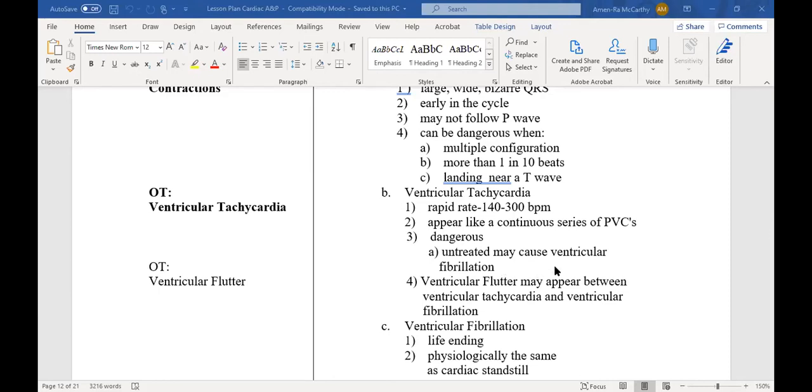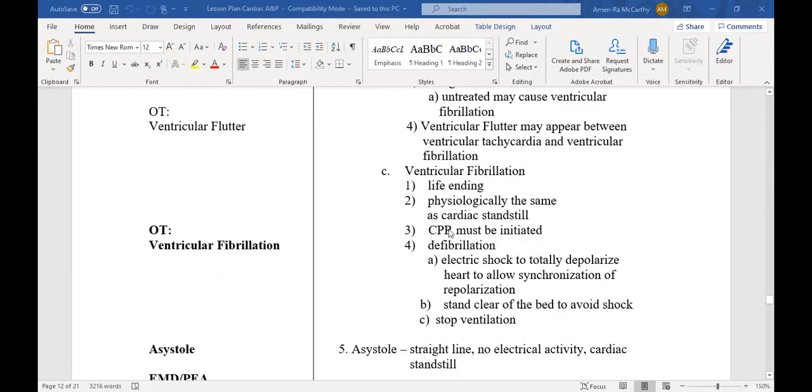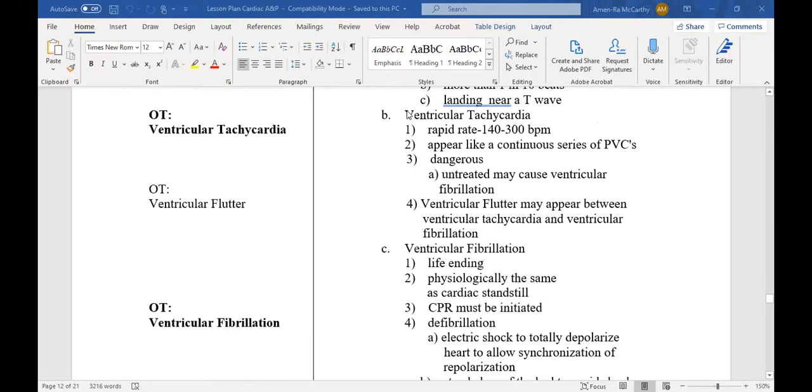If untreated, it will lead to V-fib. That V-tach will go into V-fib, and if you don't treat the V-fib, it's going to go into asystole, which is flatline, okay? Now, don't worry about V-flutter, because that's too hard to distinguish. We're not even going to talk about V-flutter. You can't even see that. But V-fib is life-ending. If you don't treat the ventricular tachycardia, it's going to turn into ventricular fibrillation, which definitely is life-ending.